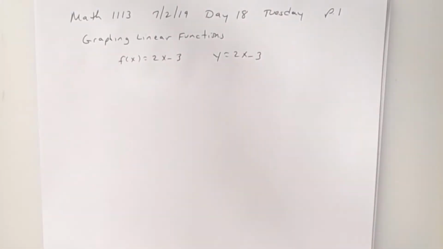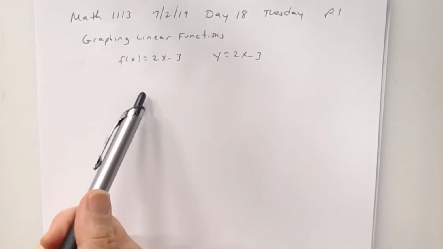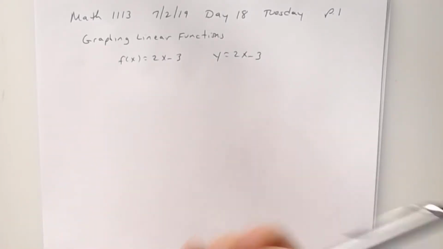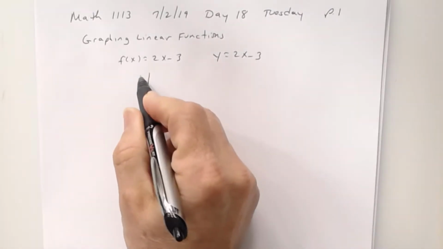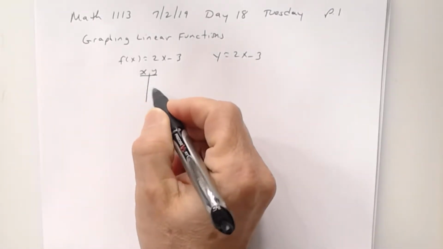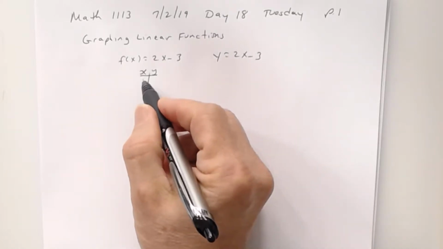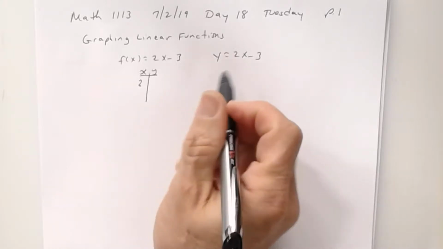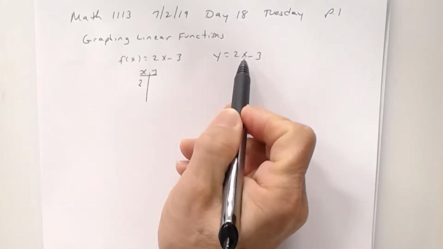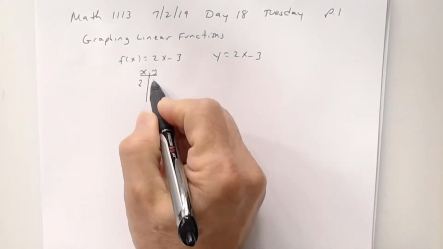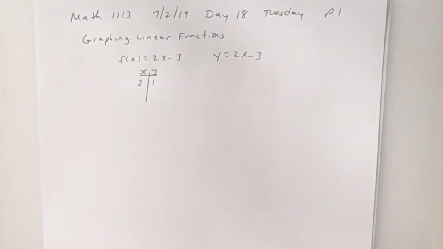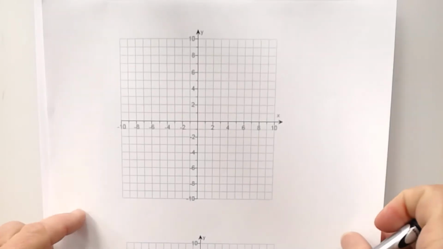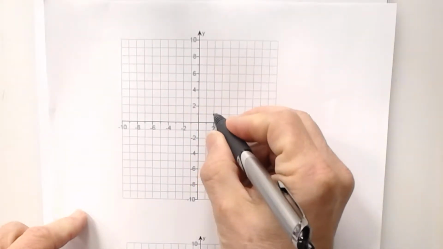Okay? So if I graph this linear function using a t-table, I plug in a value for x and determine what y is. So if x is, let's say, 2, what's my y value? 1. So you'd say 2 times 2 is 4. 4 minus 3 is 1. All right, so then I would plot the point 2, 1. And so when I do that, I get this point here.